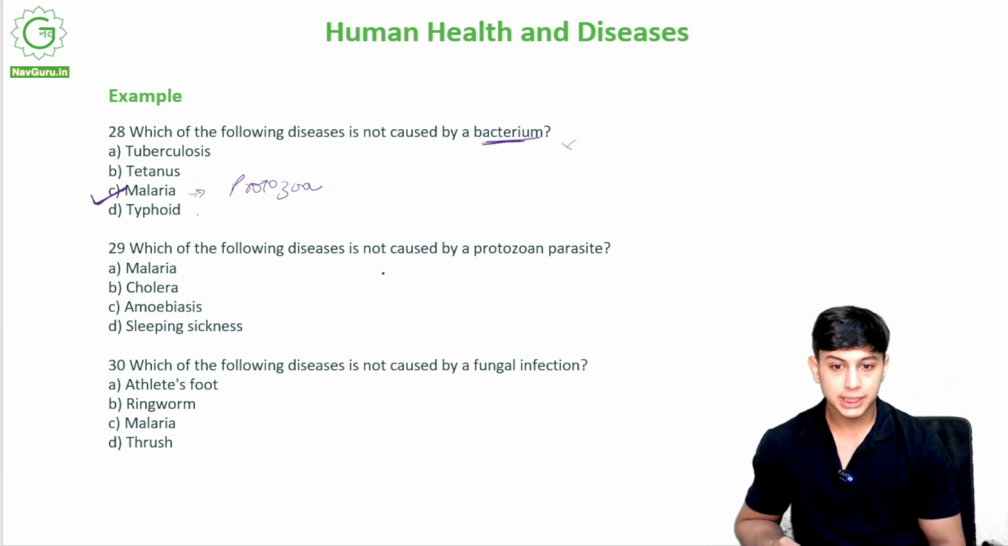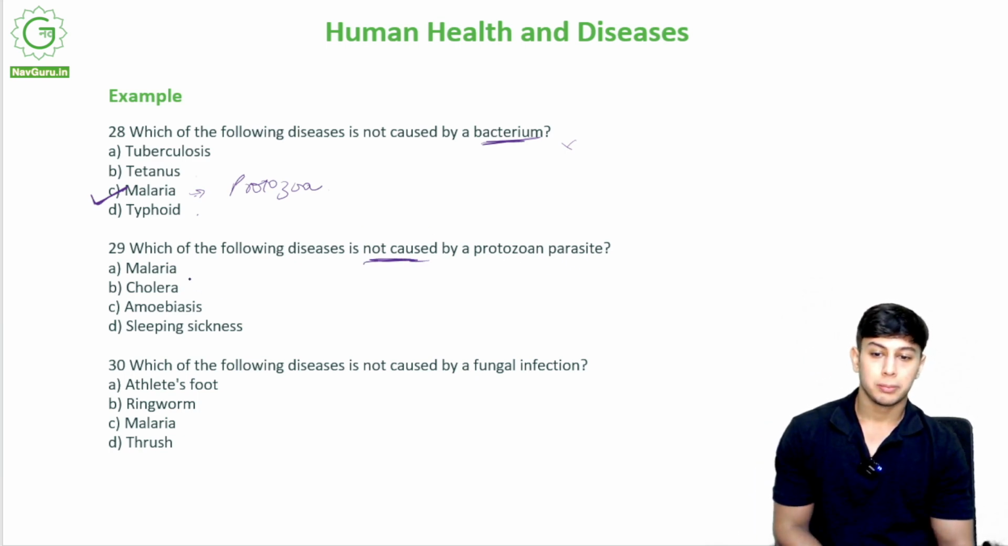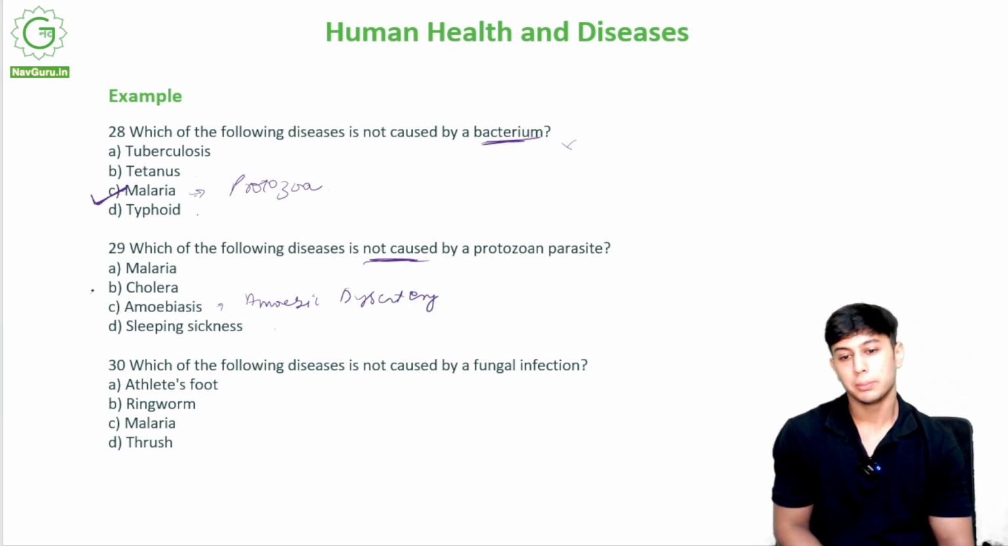Which of the following diseases is not caused by a protozoan parasite? Malaria, cholera, amoebiasis, which is amoebic dysentery, or sleeping sickness. It is B, cholera. Cholera is caused by bacteria. Simple.